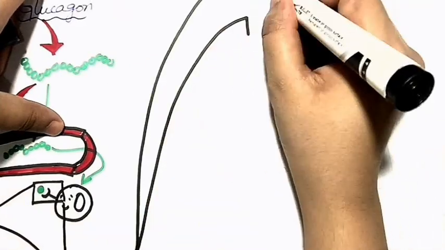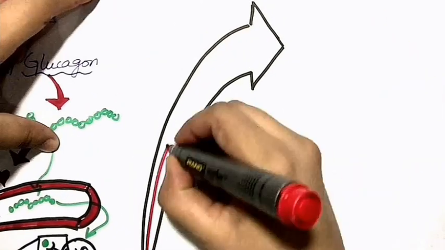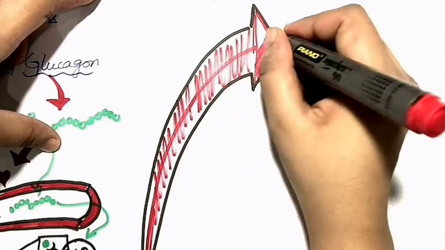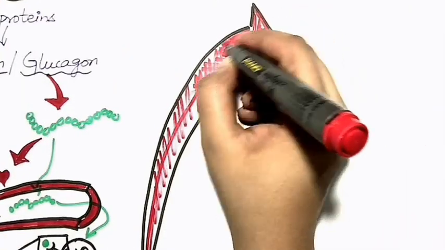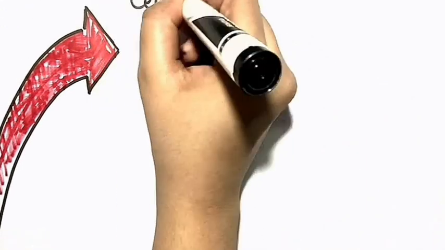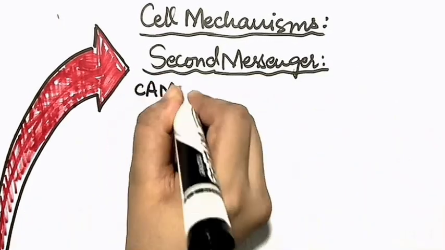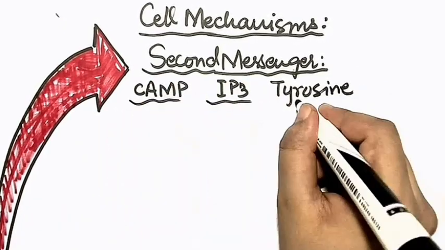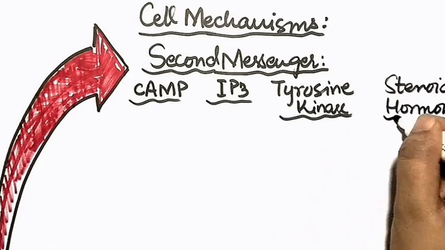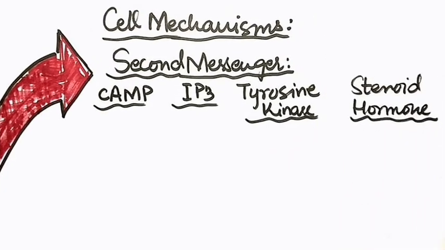So far we have studied the hormonal transportation to the target cells. When it reaches the target cells, it causes the second messenger activation. Second messengers play a very important role in cell mechanisms. Cyclic AMP, IP3, tyrosine kinase, and steroid hormones are the examples of second messenger mechanisms.